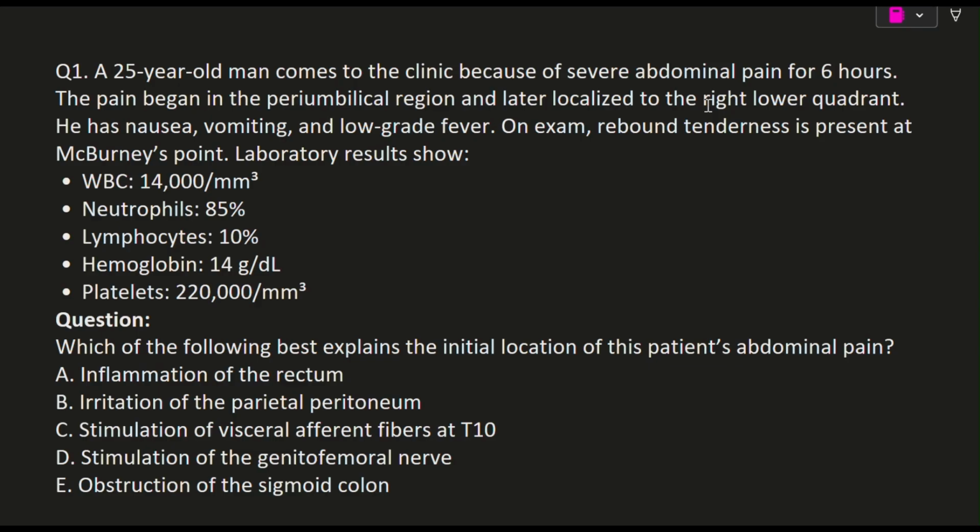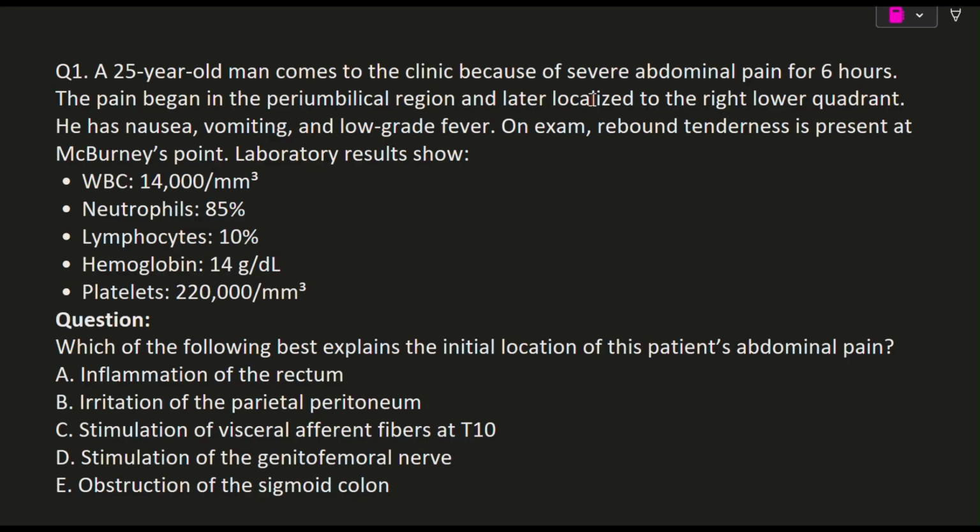Appendix is derived from the midgut, embryologically speaking. So the pain initially would be a visceral pain, right? So the afferent fibers from the appendix will travel along the sympathetic fibers and reach the spinal cord at T10. So that is where the periumbilical region would be. So the initial pain would be at the periumbilical region.